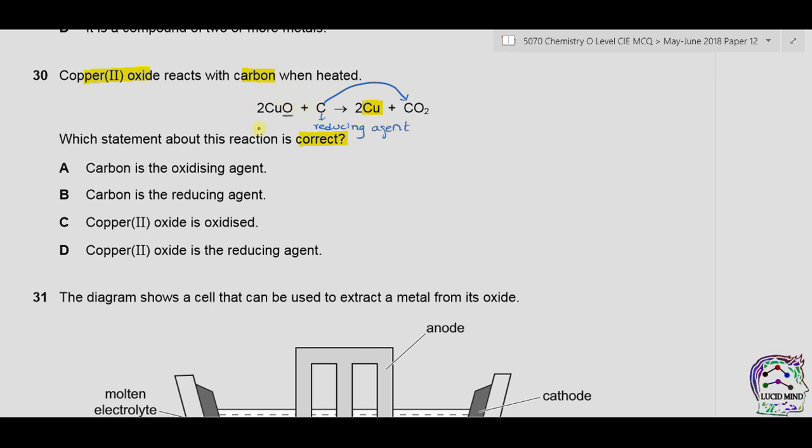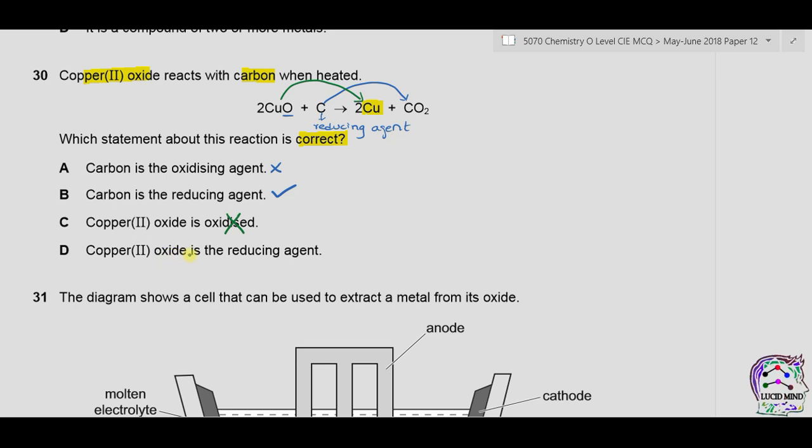Reducing agent reduces other compound and itself it gets oxidized. So part A is incorrect while part B is true. Part C, copper oxide is oxidized. Now we can see that copper oxide has converted into copper metal, so oxygen is lost. Loss of oxygen is reduction, it is not oxidation.